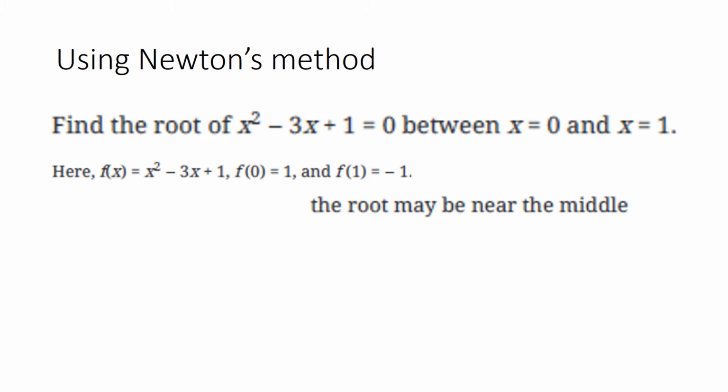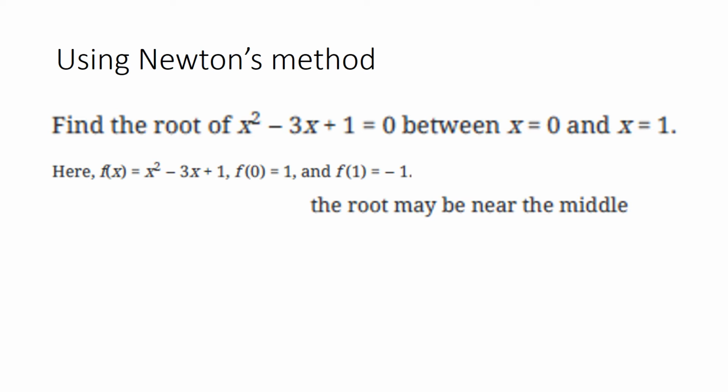We want to find the root of x squared minus 3x plus 1 equals 0. So we want to find what value of x will make that equation equal 0. And they're giving us a hint. They're saying that the answer is somewhere between 0 and 1.